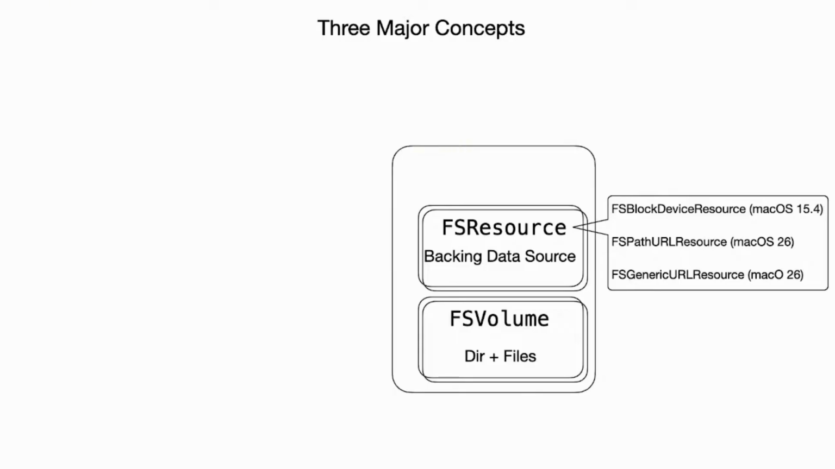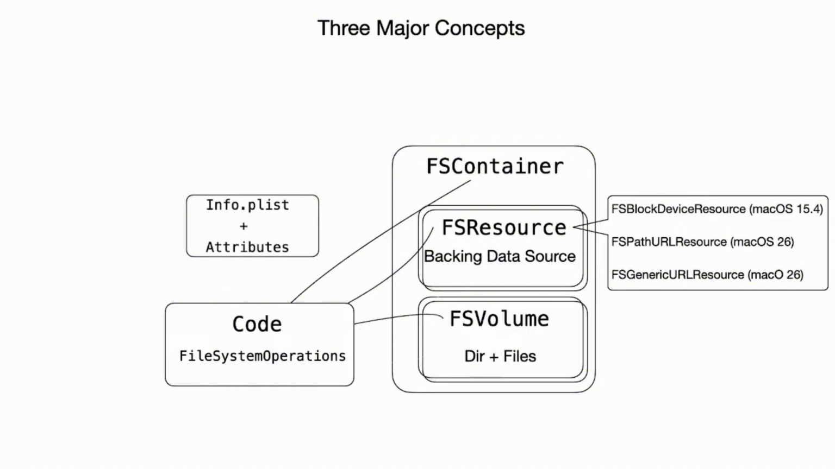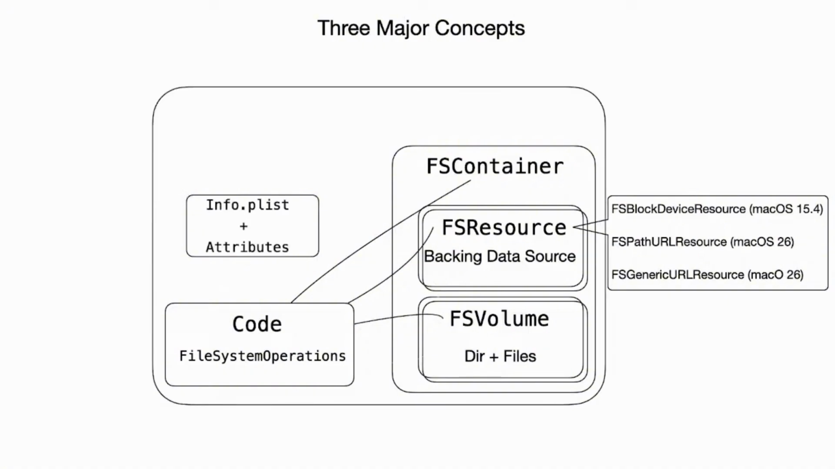And together, this forms the FS container. Currently, there's a limitation of FSKit where a container can only support 1 volume and 1 resource, but from the documentation and from Apple developer forums, I think they're planning to make it work with multiple volumes and multiple resources. Next, we have the code, where we implement the file system operations. And then we have our Info.plist and attributes, and together this makes the FS module app extension.